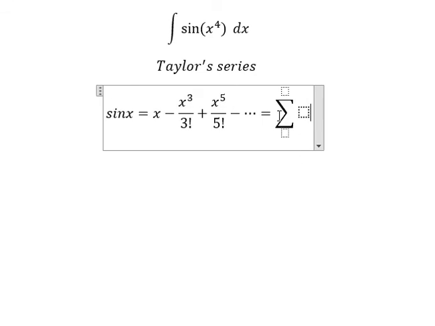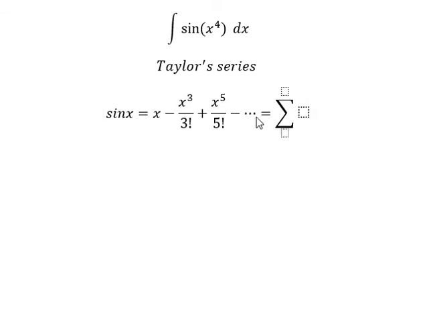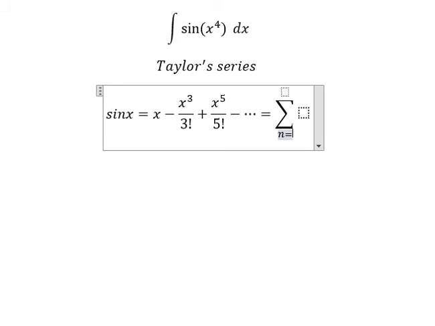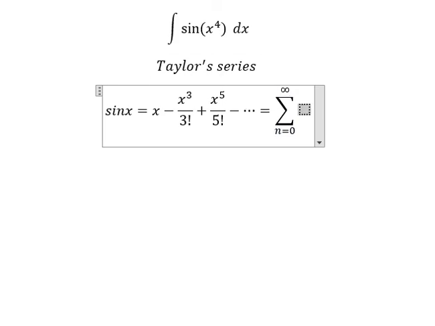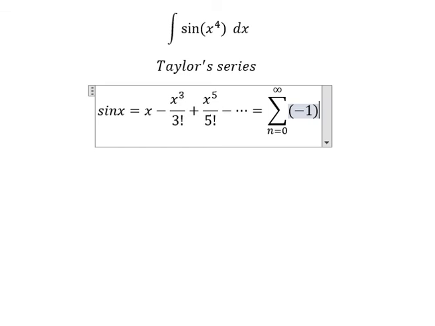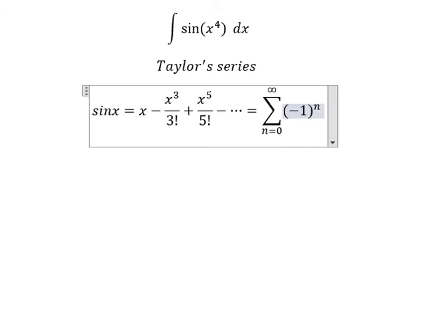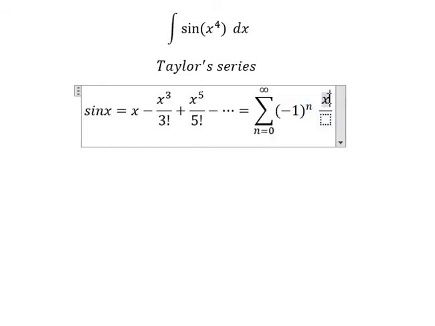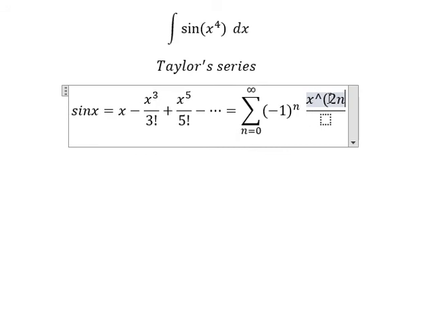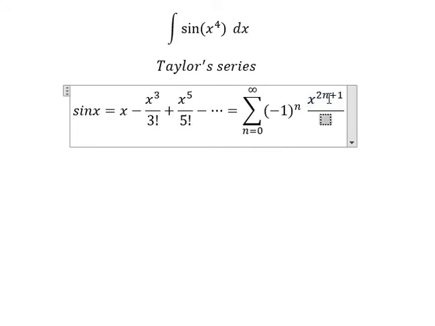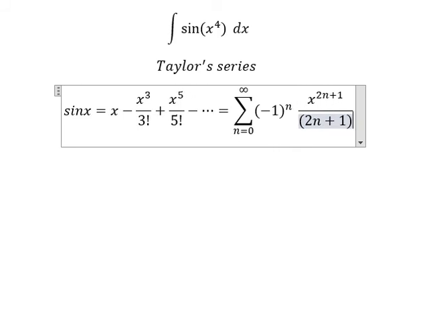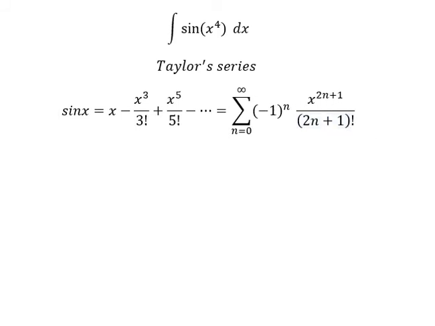So we have the summation, n equals 0 to infinity, negative 1 to the power of n, multiplied by x to the power of 2n plus 1 over 2n plus 1 factorial. And now we have sine x to the power of 4.